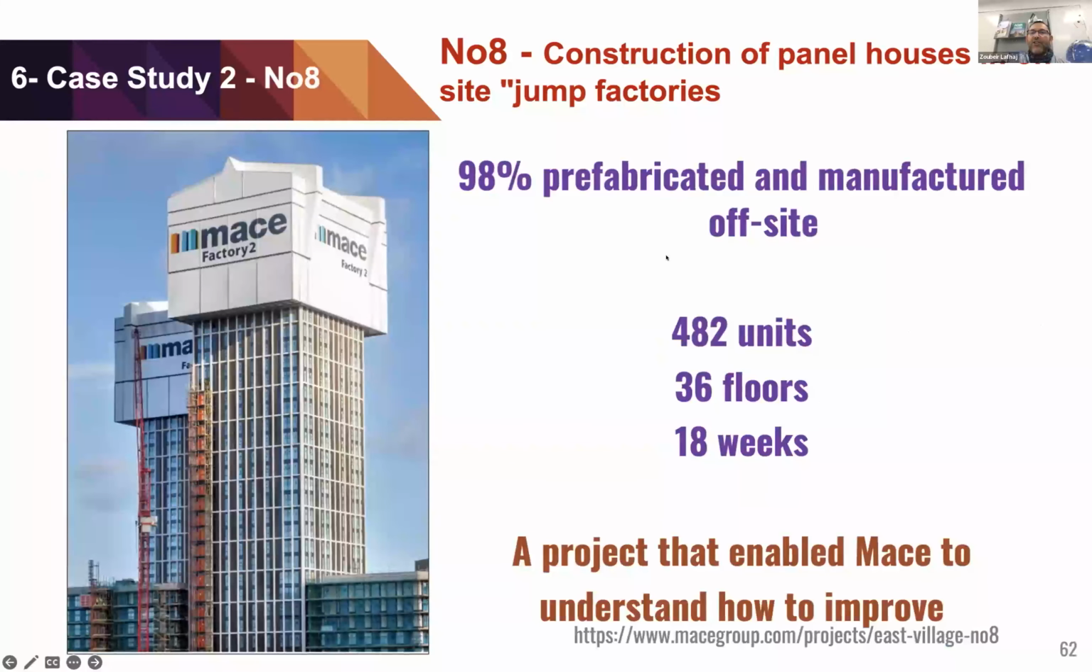Another example, construction of panel housing for this jump factory. 98% prefabricated and manufactured on site. 482 units, 36 floors, 18 weeks. A project that enabled MACE to understand how to improve.